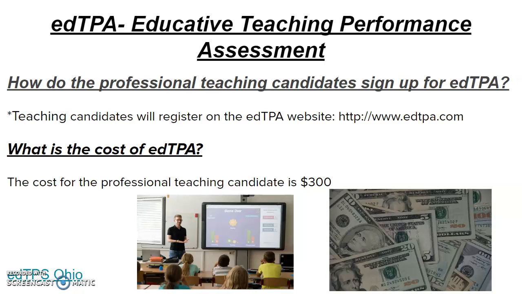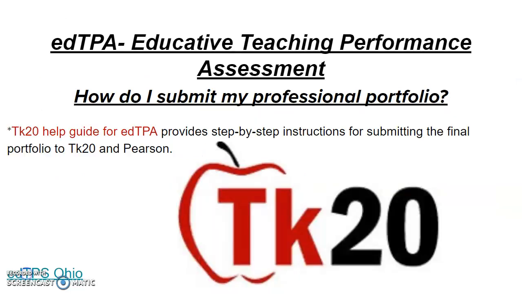How do the professional teaching candidates sign up for EdTPA? All teaching candidates will register on the EdTPA website at www.edtpa.com. What is the cost of EdTPA? The cost for the professional teaching candidate is $300. Next, how do I submit my professional portfolio? The TK20 help guide for EdTPA provides step-by-step instruction for submitting the final portfolio to TK20 and Pearson Education.